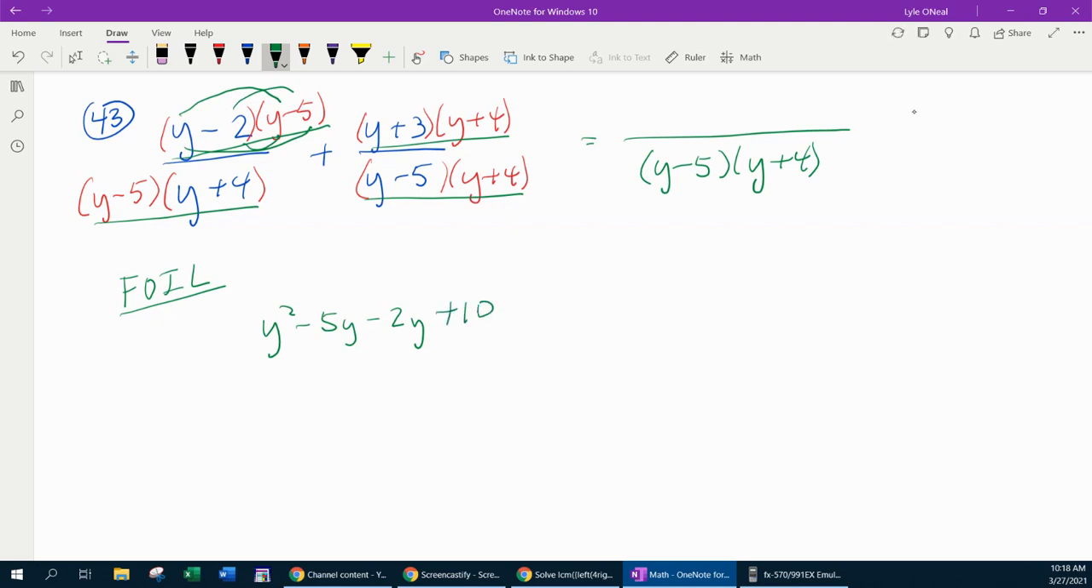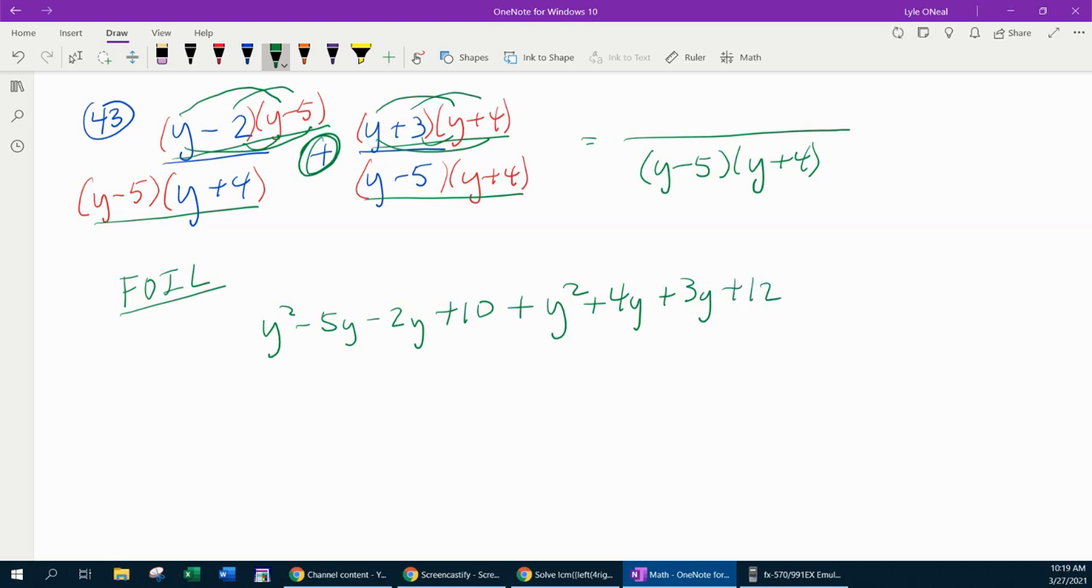Now, all of that is from the first numerator. And then remember, we have addition, so we're going to put a plus, and then we're going to FOIL it up again. Curses, foiled again. Y times y gives me y squared, on the outside plus 4y, on the inside plus 3y. Last but not least, positive 12.